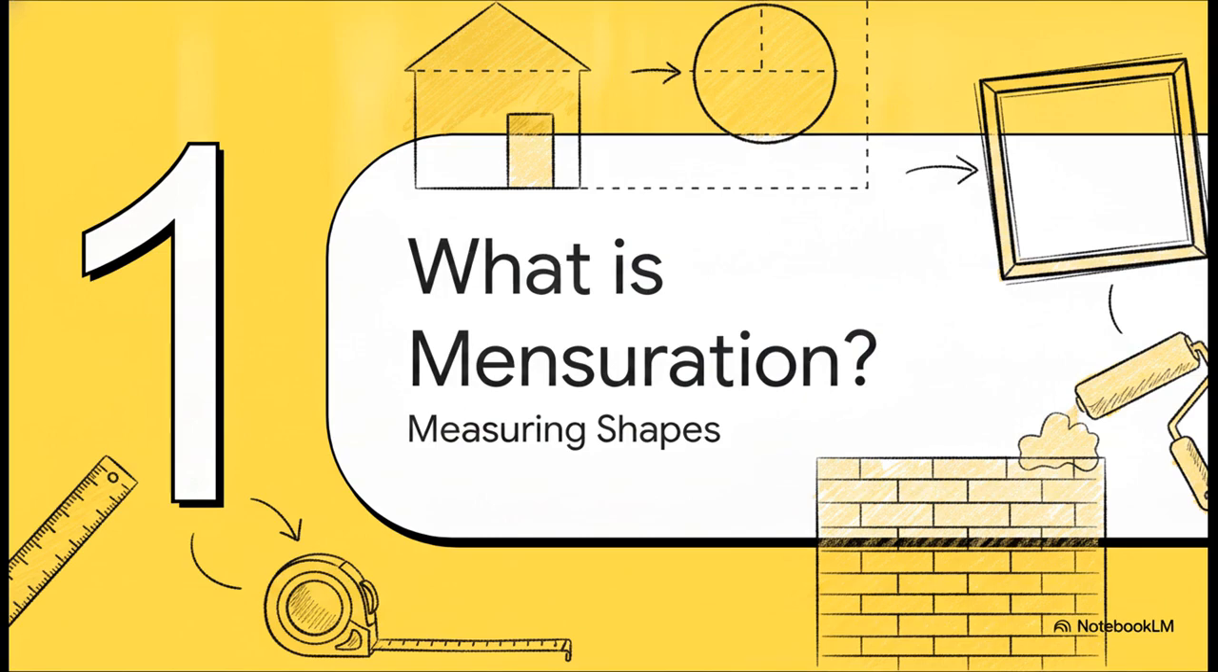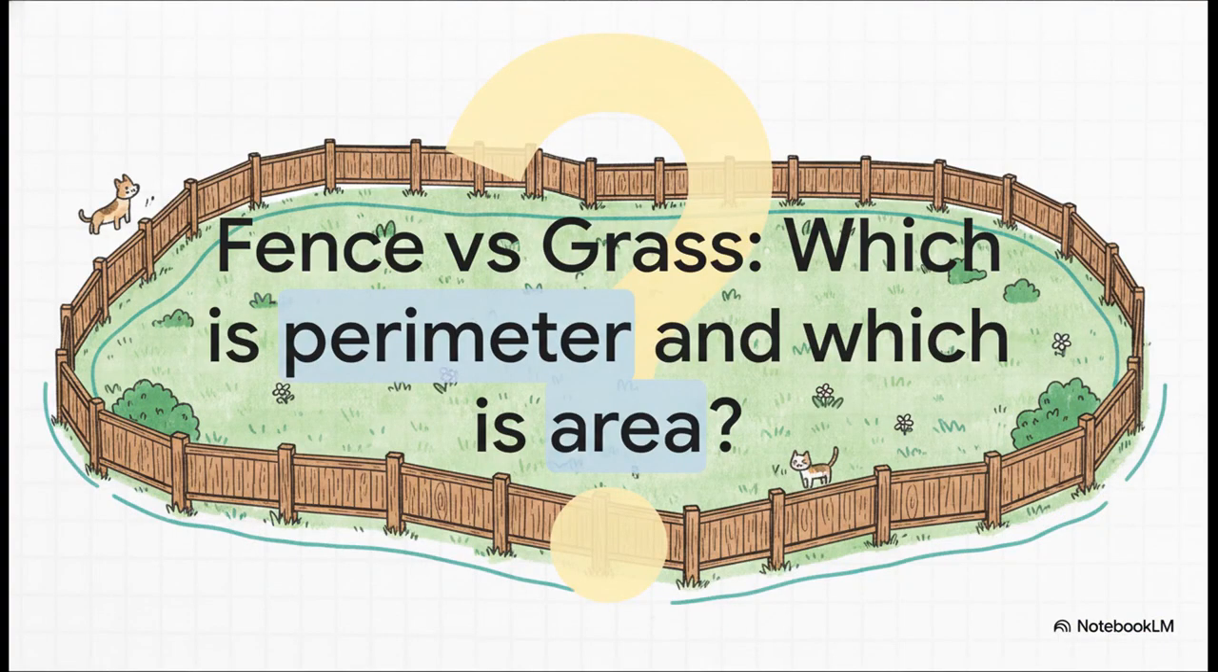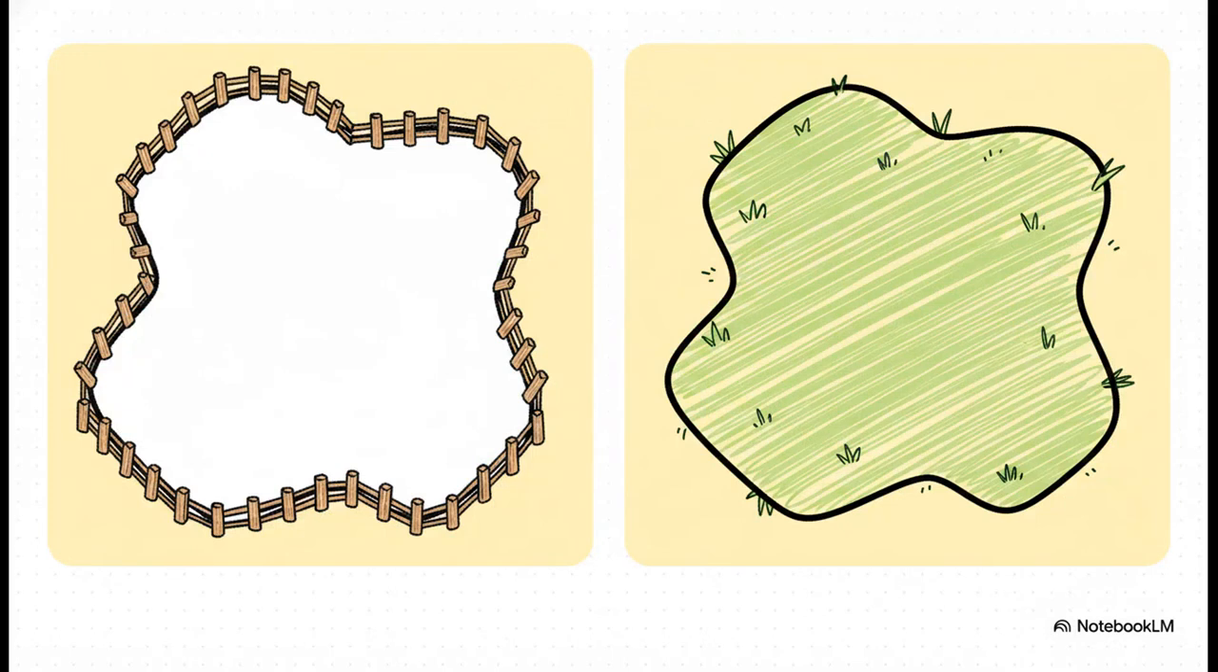What exactly is mensuration? Well, mensuration is simply the math of measuring geometric figures. We're talking about their lengths, their surfaces, and their spaces. But before we get bogged down in formal definitions, I want you to use your intuition for a second. Imagine you have a beautiful, empty dirt park. If you want to build a wooden fence all the way around the outside of this park to keep stray animals out, and then you want to plant soft green grass all over the ground inside, which one of those tasks represents the perimeter, and which one represents the area? Just think about that for a second. Did you figure it out?